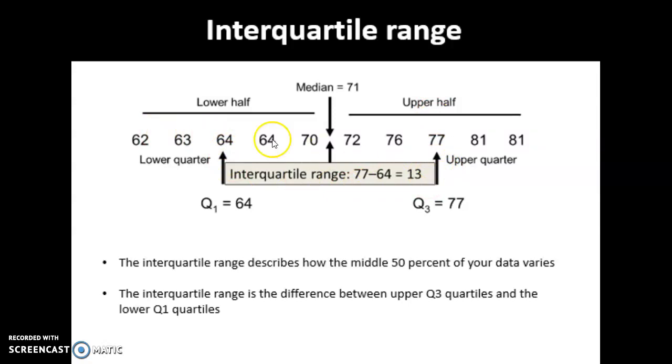Basically after finding the median values for each of these halves, you then find the range, and that is the interquartile range. That's the interquartile range for your whole data set, and that's the range of the middle 50% of your data.